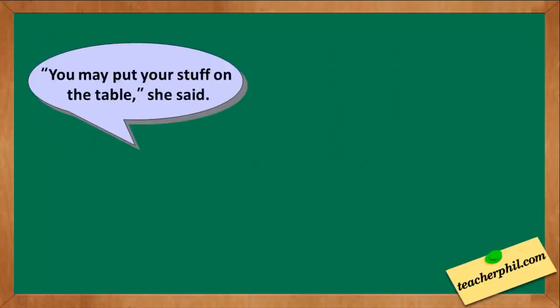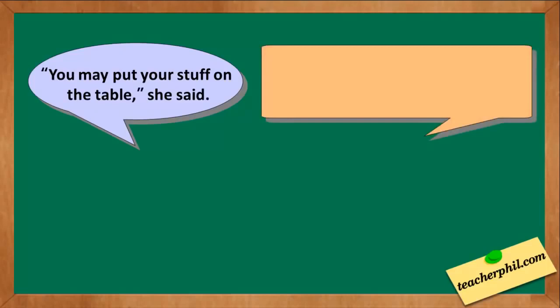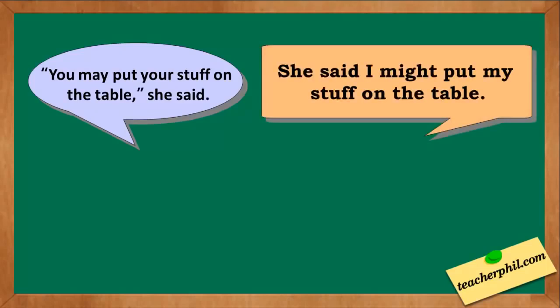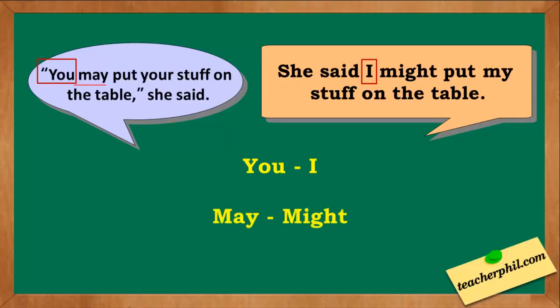The second one: you may put your stuff on the table, she said. The indirect speech is she said I might put my stuff on the table. The pronoun you was changed into I, while the modal may was changed into might.